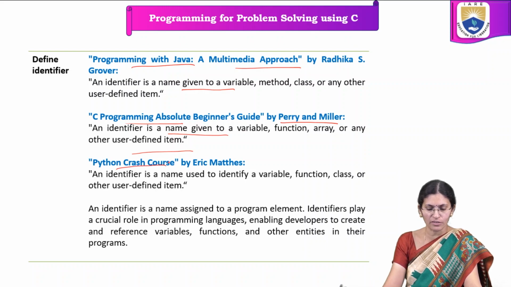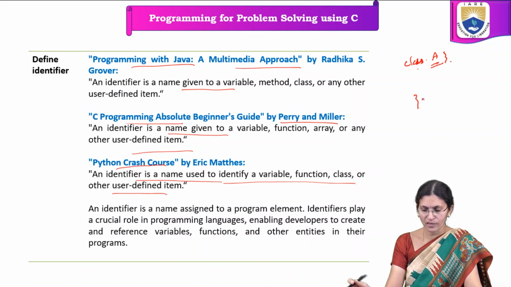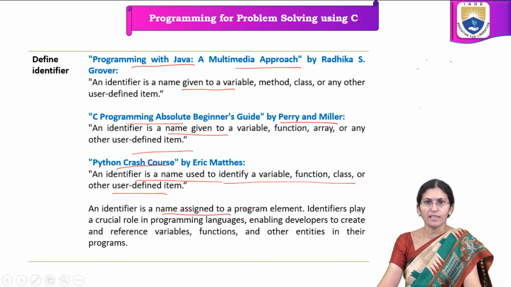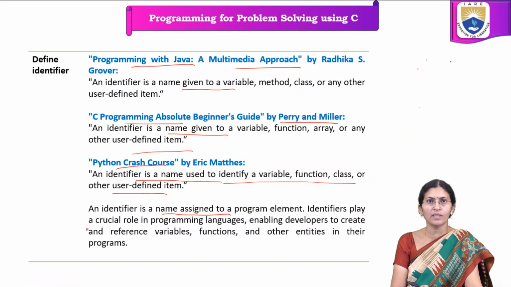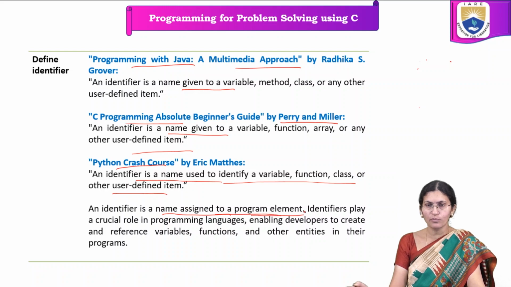Here in this textbook Python Crash Course, an identifier is a name used to identify a variable, function, class or user-defined item. So class is also one. In object-oriented programming, we use the concept of class to combine the attributes and methods. So we write class followed by the class name, and that is also an identifier. An identifier is the name assigned to a program element. So this is how you can summarize the concept of identifier. Identifier is the name assigned to a program element.